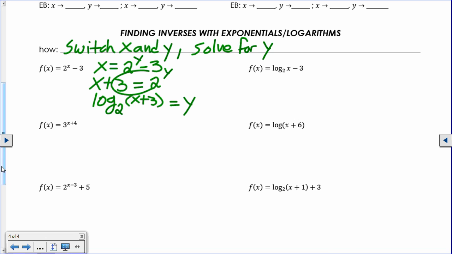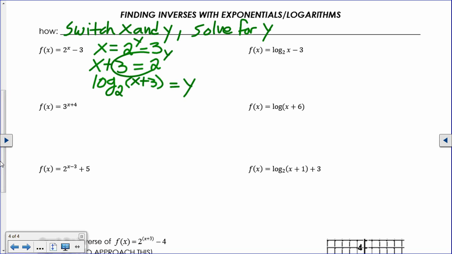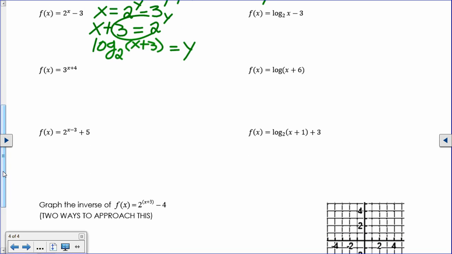On to the next one. What about this next one? Do I divide by 3? No. What do you guys do first? For an inverse, we switch x and y. That's always what you do first. Is there any housekeeping I have to take care of? No. So what do I do next? Convert it to a log.